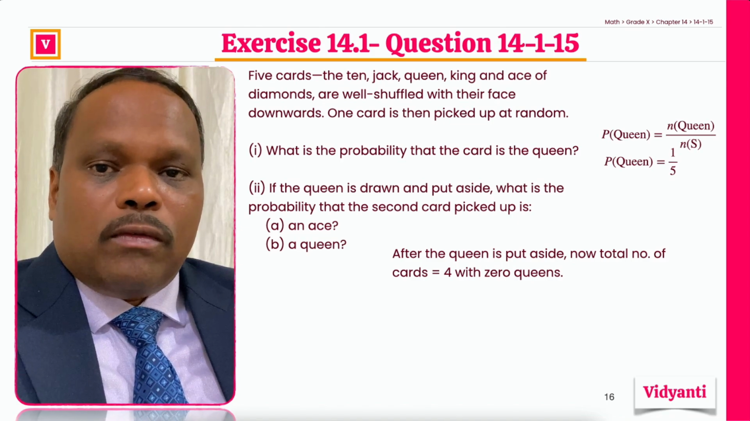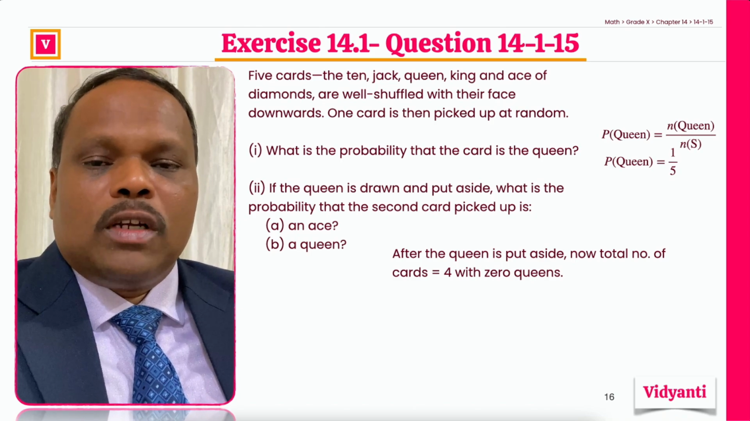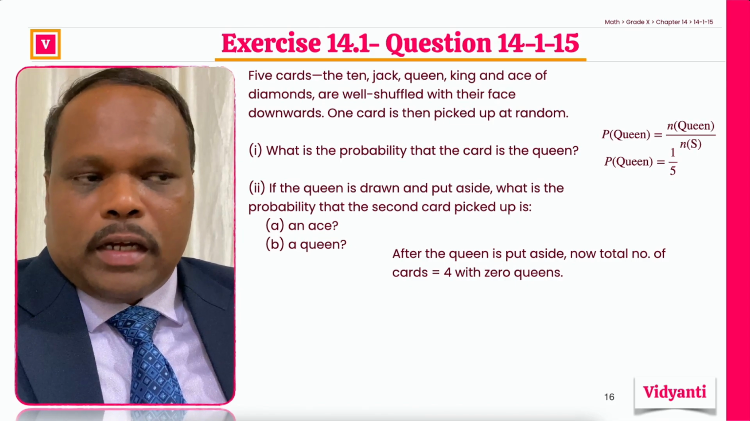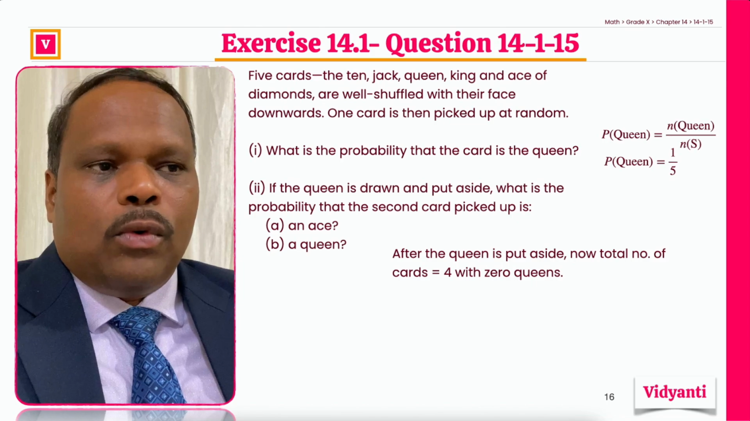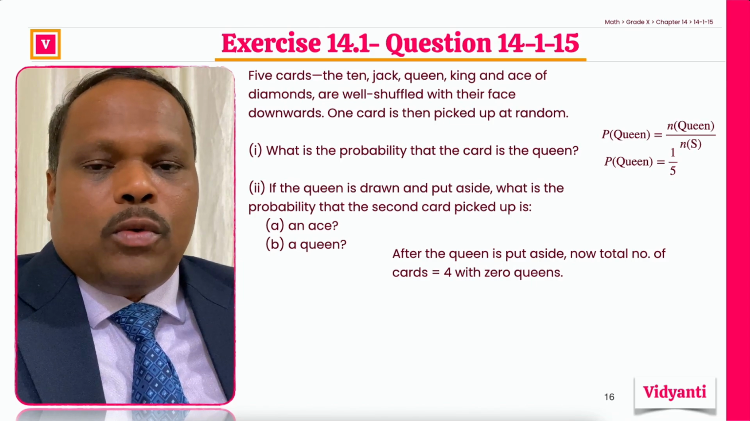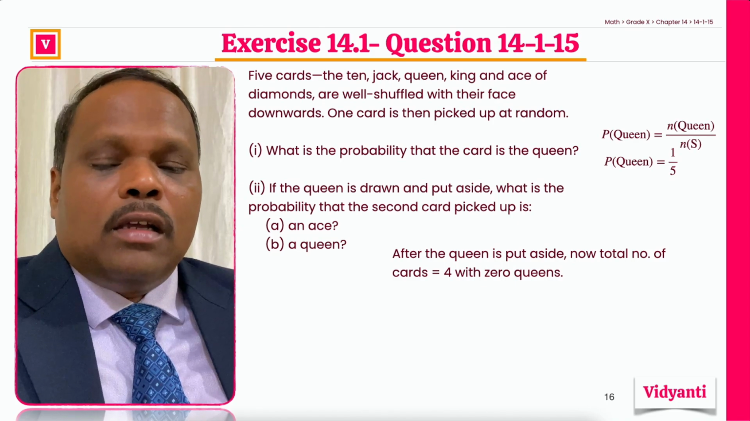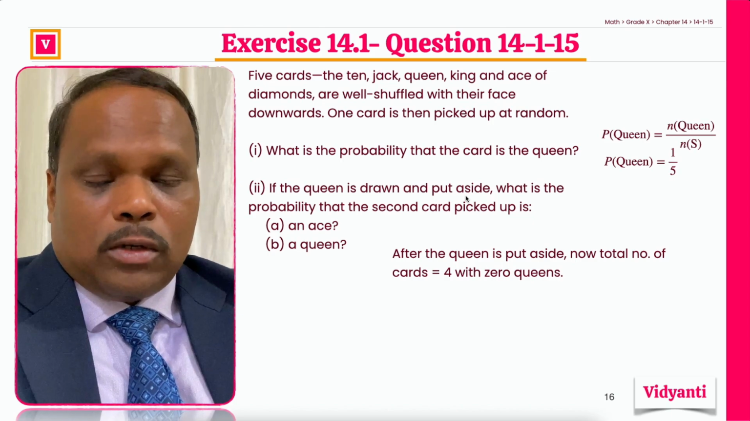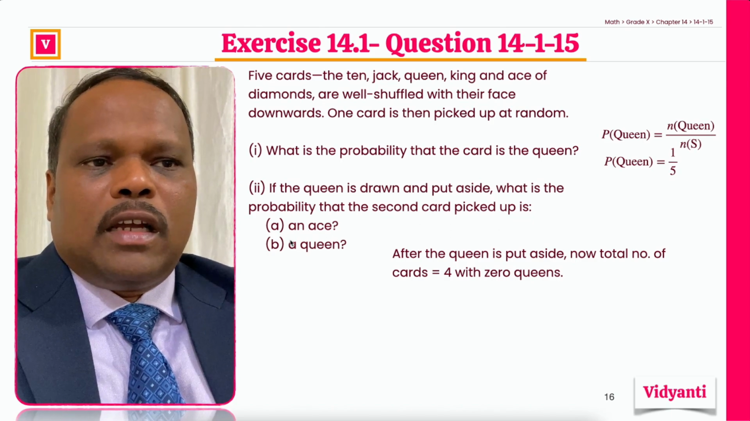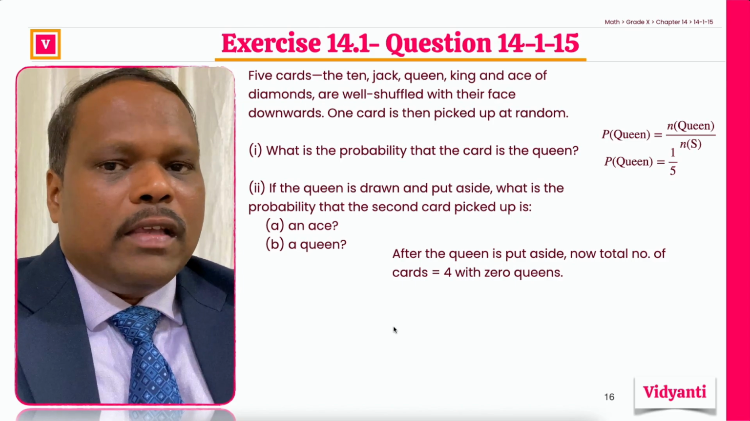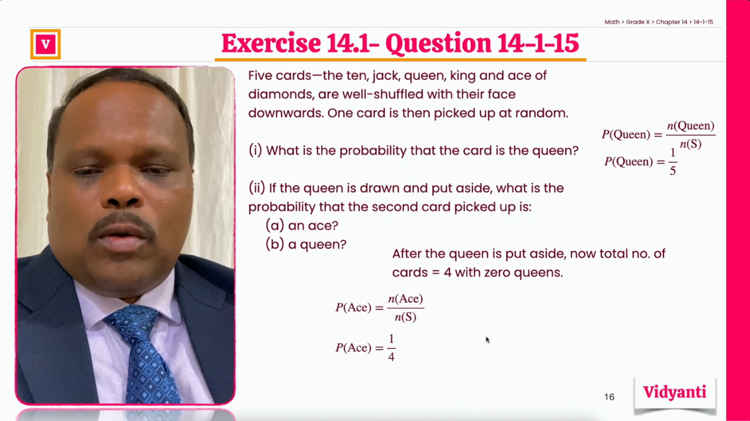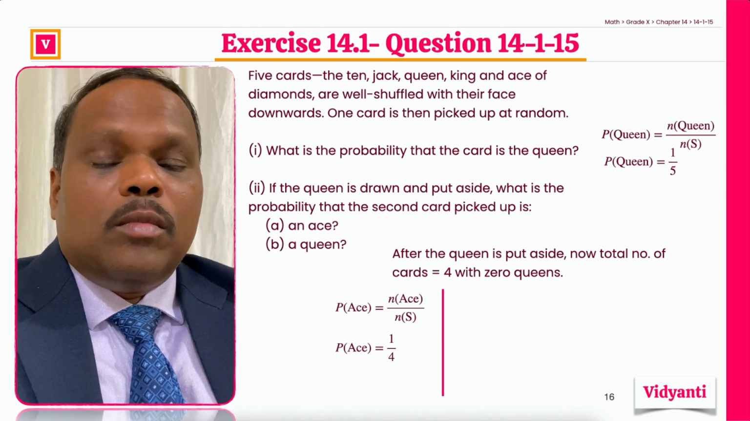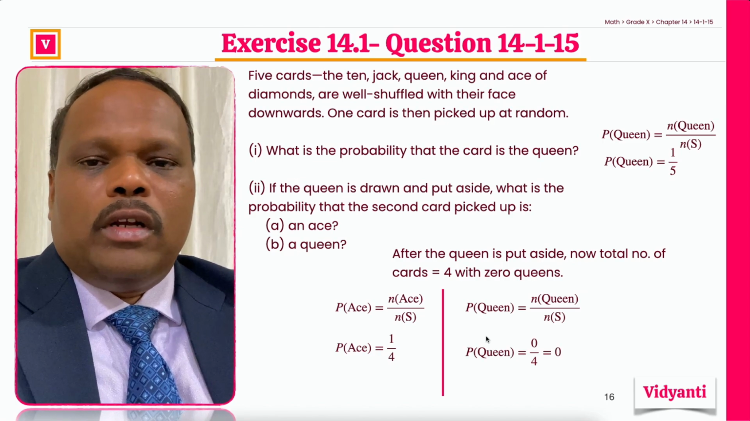So that means now instead of 5 cards, we have only 4 cards because 1 card is totally out of our selection process. So after the queen is put aside, the total number of cards will be only 4, and there are no queens remaining because the queen is the card which has been kept aside. So now we have only 4 cards, that too without any queen. So the second card will be ace. Well, there is still 1 ace remaining out of 4 cards, so that will be 1 over 4. And second, a queen. Well, there is absolutely no queen remaining in the remaining 4 cards, so that will be 0 over 4. That will be simply 0.